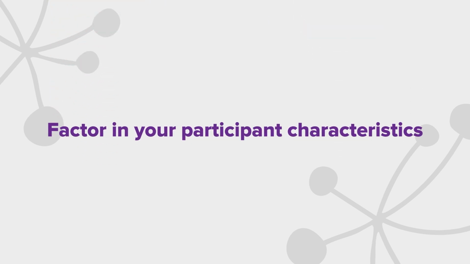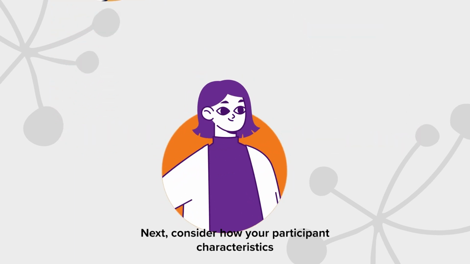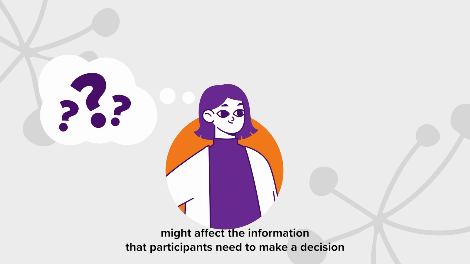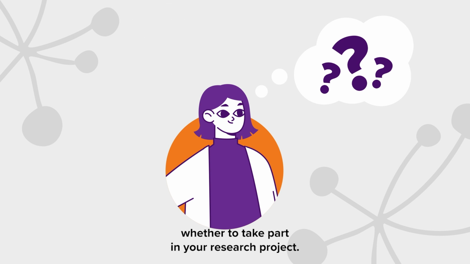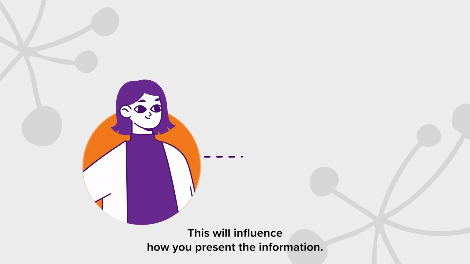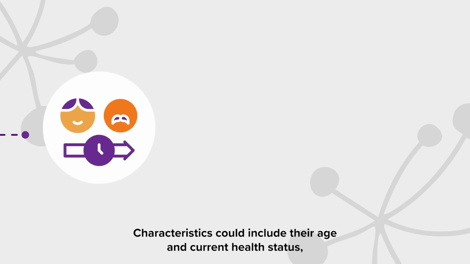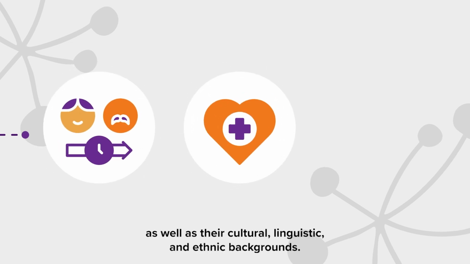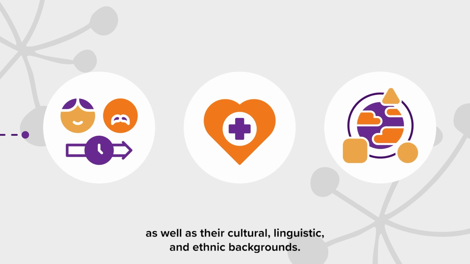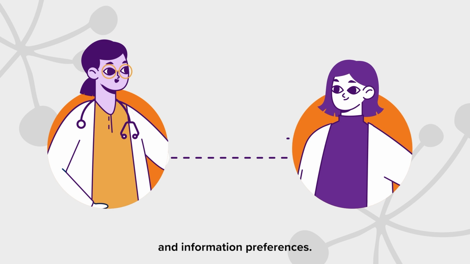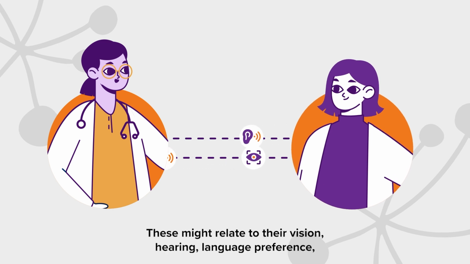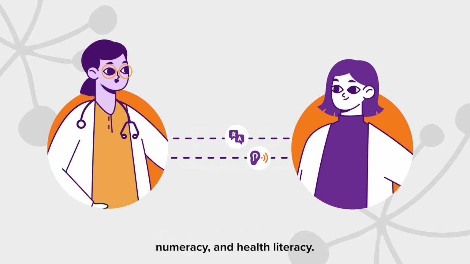Factor in your participant characteristics. Next, consider how your participant characteristics might affect the information that participants need to make a decision whether to take part in your research project. This will influence how you present the information. Characteristics could include their age and current health status, as well as their cultural, linguistic, and ethnic backgrounds. You should also factor in your participants' communication and information preferences. These might relate to their vision, hearing, language preference, numeracy, and health literacy.